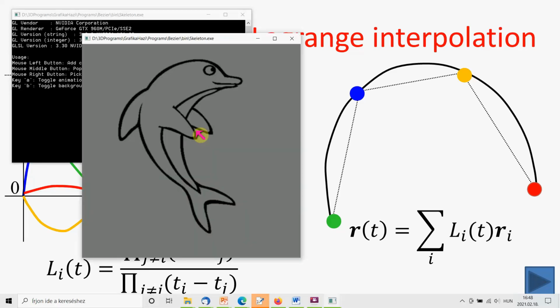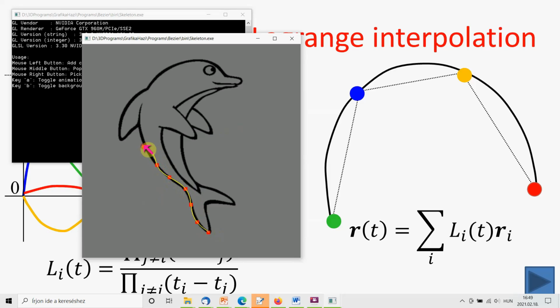So let us test it and see whether it is appropriate for drawing a dolphin. Let's start at the tail. So this is the first control point, second, third, fourth. And the yellow Lagrange interpolation curve indeed interpolates these points. So far, so good. I cannot complain.